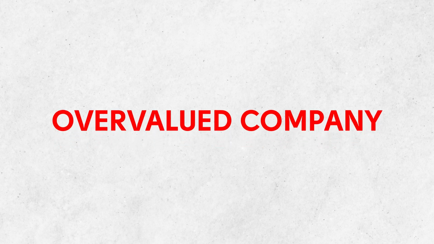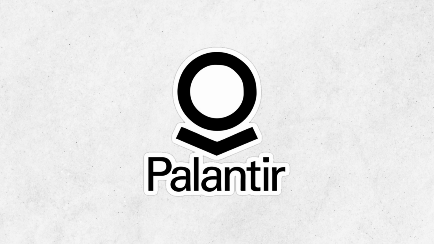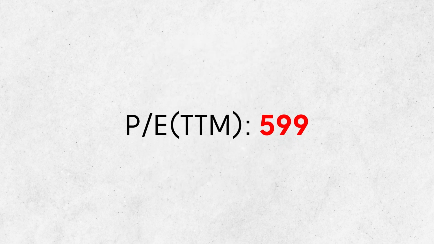The last example I want to show is what an overvalued company looks like. Let's take Palantir. Currently, Palantir is trading with a trailing 12-month PE of over 500. That right there is enough to conclude that this stock is overvalued. But let's look at the numbers.